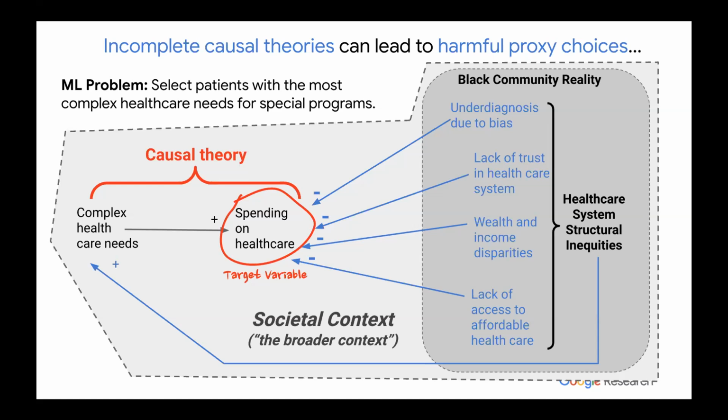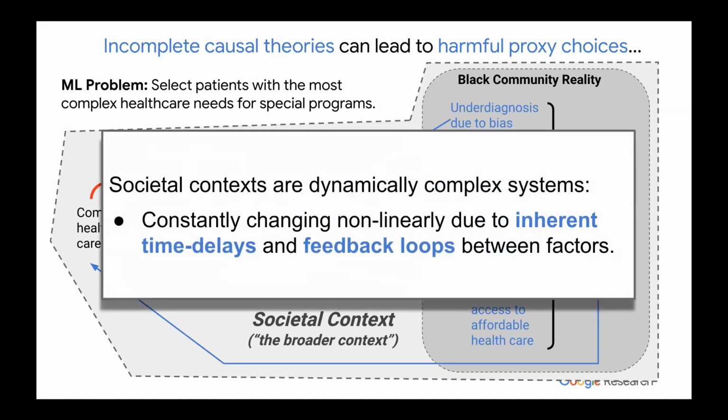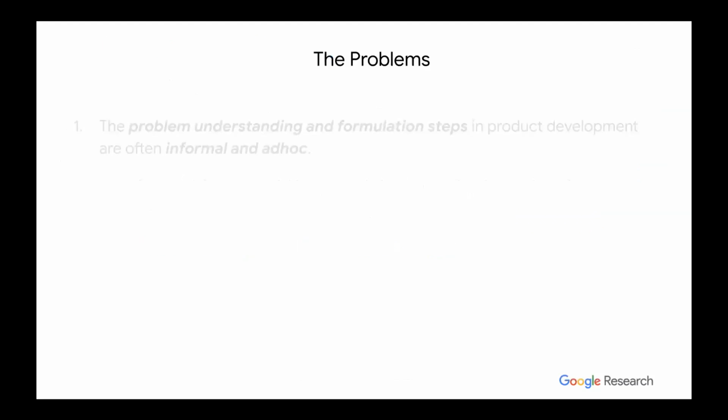But one key thing is I've drawn a more complete causal theory, but it does not include all the complexity that we have to include when we're trying to model something as complex as society or societal context, because these are dynamically complex systems in and of themselves. They're constantly changing, not only due to inherent time delays and feedback loops between the factors that we're trying to understand. And so we have to incorporate the ability to consider that if we're going to solve this particular issue of incomplete causal theories.